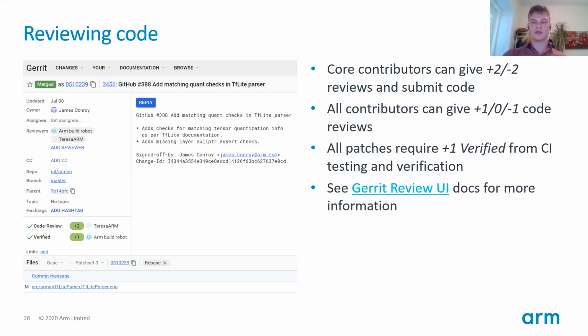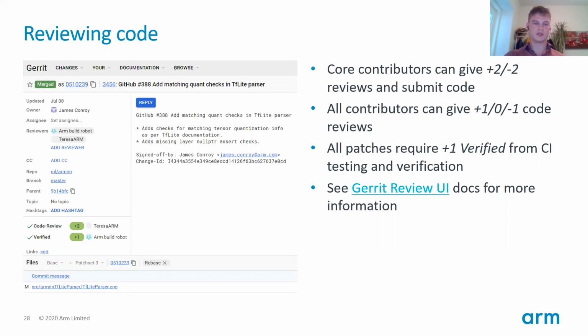Core contributors, such as ARM engineers, can give a +2 or -2 review and submit code. And all contributors can give a +1, 0, or -1 code review. Only core contributors can actually merge code to the master branch. All patches require +1 verified from CI testing and verification. It's all based on the Gerrit review system, which is open source, and the link there will show you plenty of information on how to use the Gerrit UI.